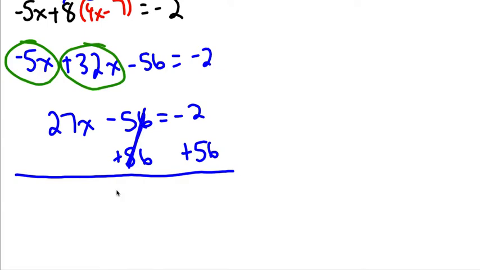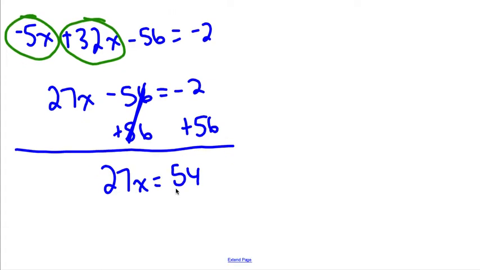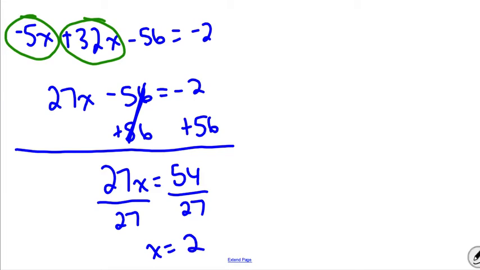They cancel. 27x equals 54. Negative 2 plus 56 is 54. Divide by 27. x equals 2.